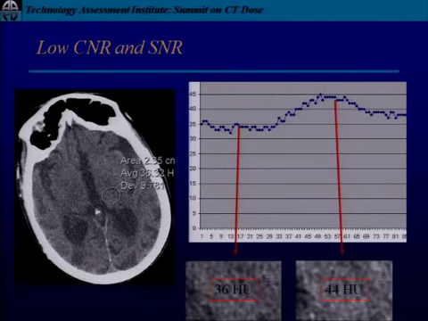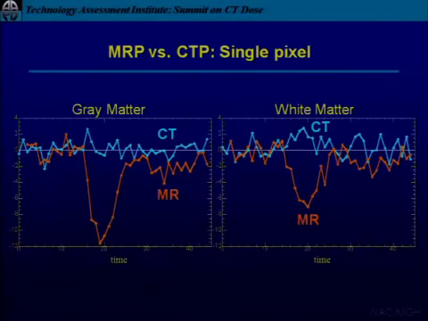So that is how subtle the difference is. Okay. So if you were to actually just sit on 1 pixel and do CT perfusion, this is the type of curve you will get. This is still within the noise. This is still within like 1 standard deviation.